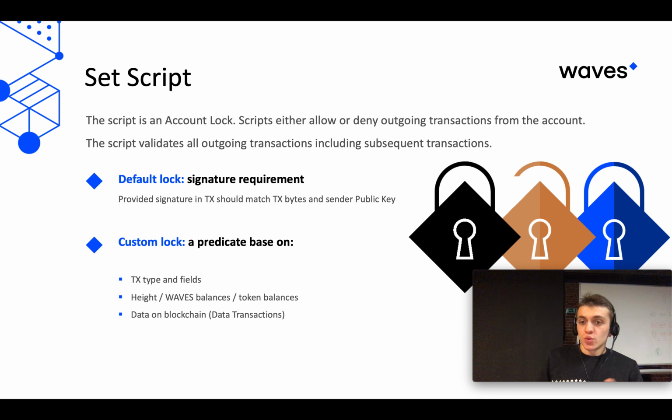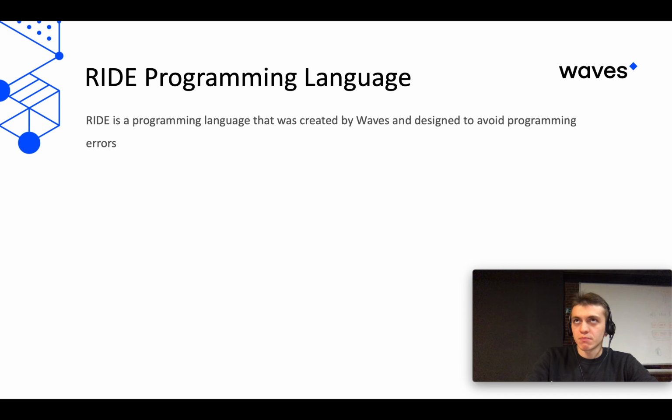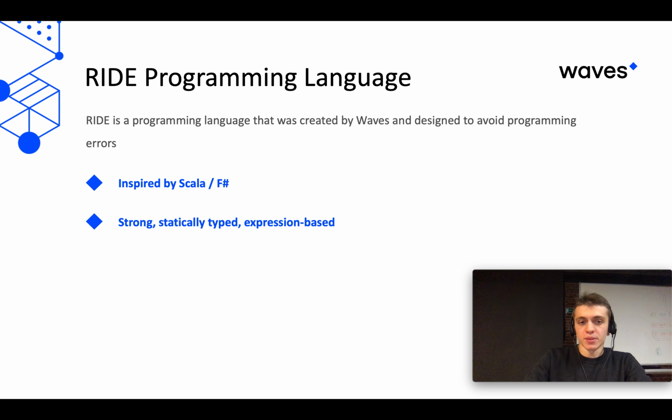So how to write a smart contract? That's the next question. Ride is a programming language that was created by the Waves team and designed for smart contracts. The main purpose why we invented a new language is to help developers avoid bugs, to avoid errors in their programs. It was inspired by Scala and F Sharp. It's strongly, statically typed, and expression based. It's immutable and with lazy evaluation.